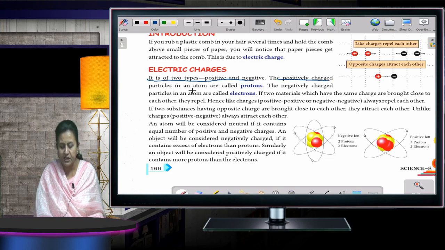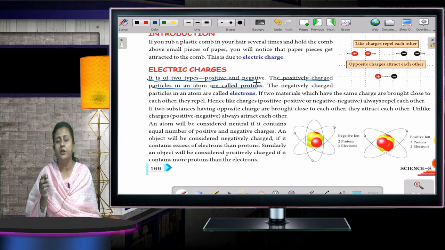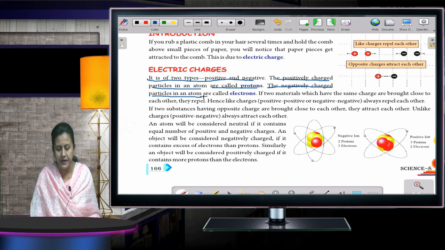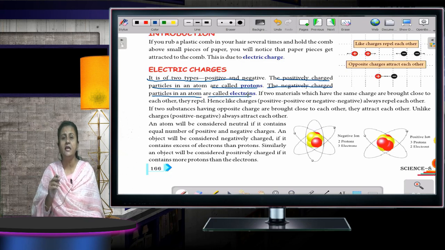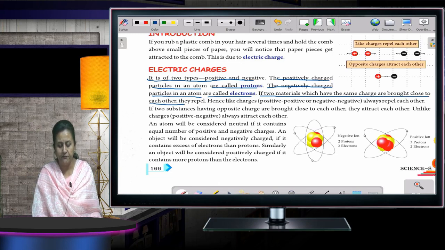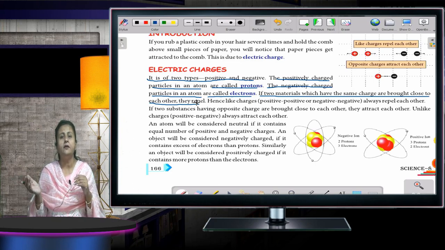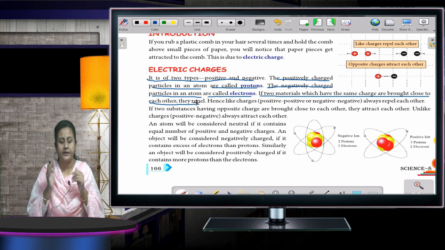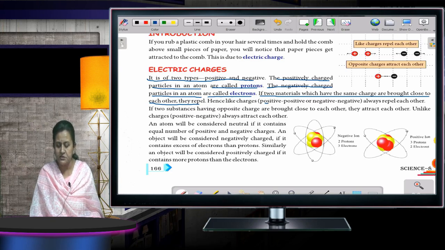The positively charged particles in an atom are called protons, whereas the negatively charged particles are known as electrons. Okay, in case two materials which have the same charge are brought too close to each other, they will repel. Same charges they repel, but the opposite charges, what happens? They attract each other. Hence positive and positive or negative and negative will always repel.